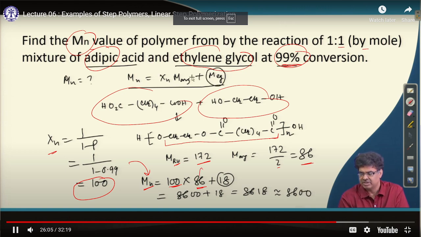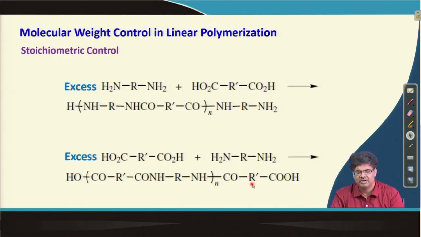So here 86 is kept, and last it is 18. 18 is nothing but the stopper of the chain, the molecular weight of the stopper. So finally you will get 86 times 100 plus 18. The 18 looks a little bit odd in front of 8600, so we can round it off to 8,600. In this way you can find the molecular weight of the polymer.